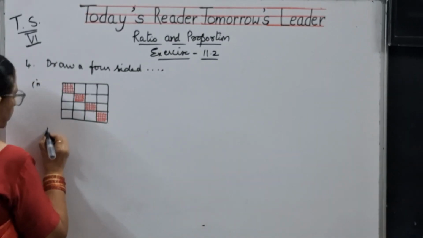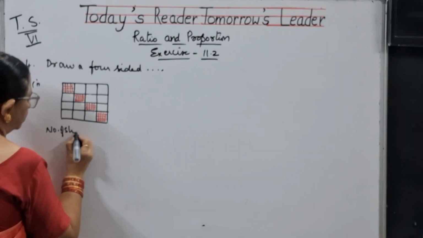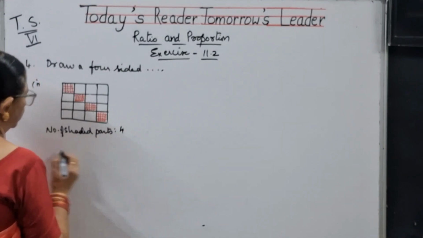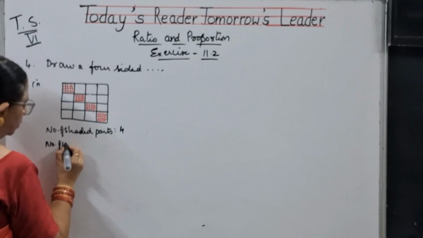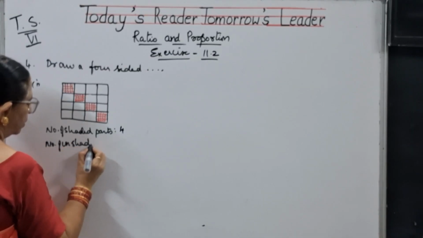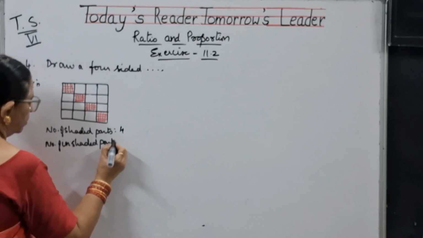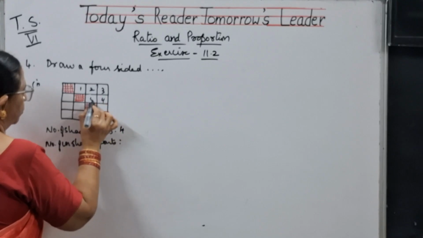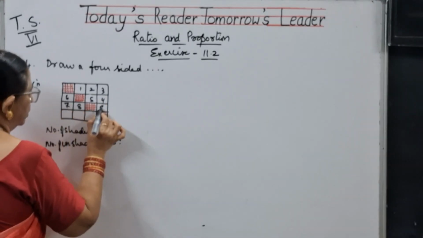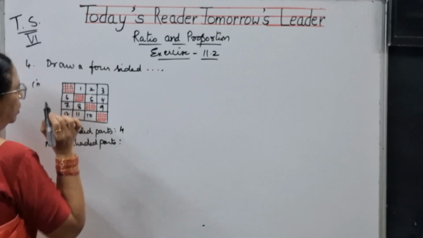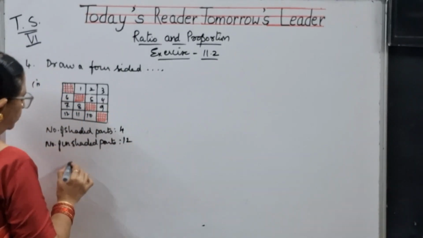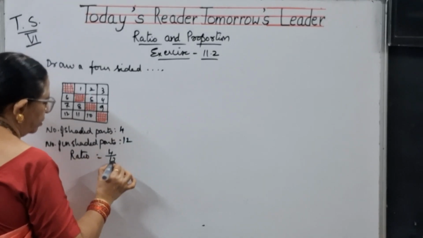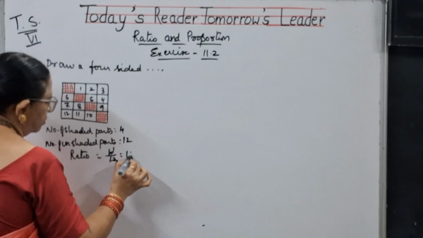So let me write number of shaded parts. How many I have taken? 4. Number of unshaded parts. How many these are? Let me count. 1, 2, 3, 4, 5, 6, 7, 8, 9, 10, 11, 12 are there unshaded parts. So, what is the ratio? Ratio is 4 by 12. 4 ones are 4, 4 threes are 12, that is 1 is to 3.